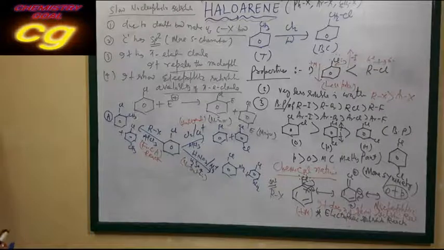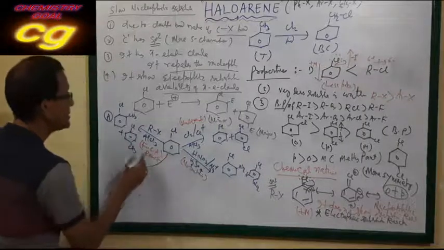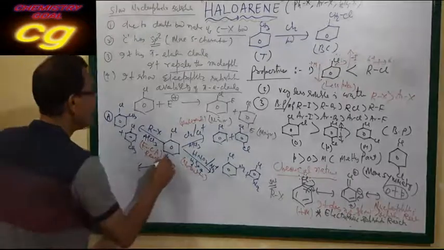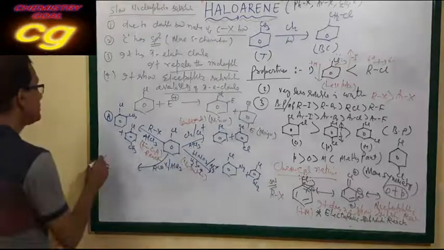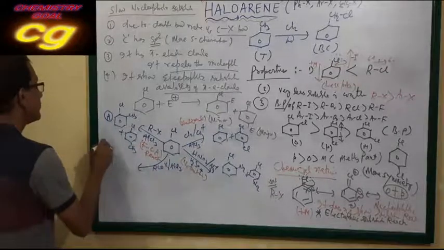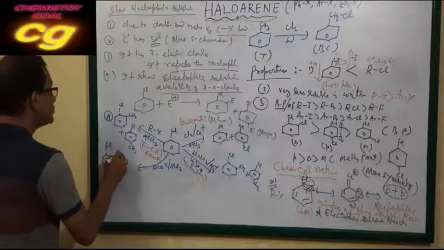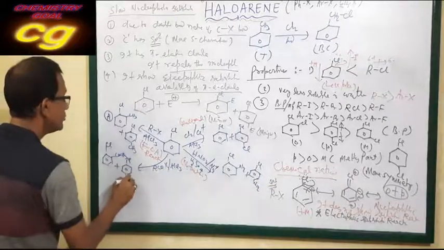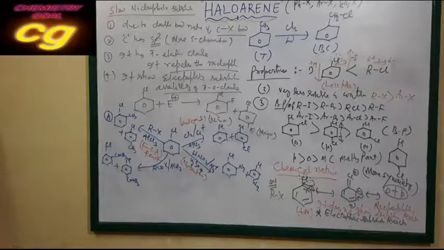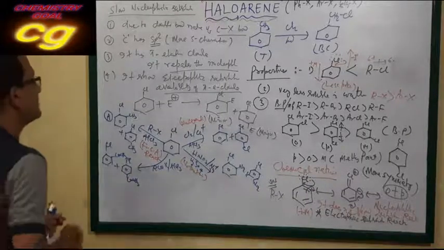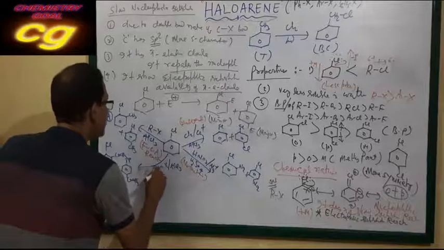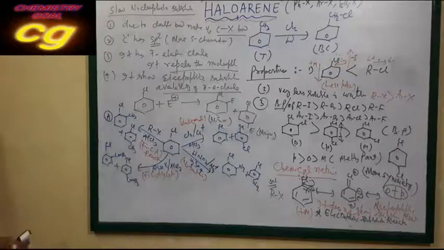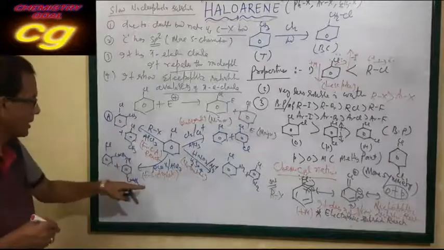And acylation is possible. If you do acylation with RCOX and aluminum chloride, the product is chlorobenzene with COCH3, ortho plus para. This reaction is called Friedel-Crafts acylation. The first one is alkylation, because an alkyl group is substituting. Here this is an acetyl group.